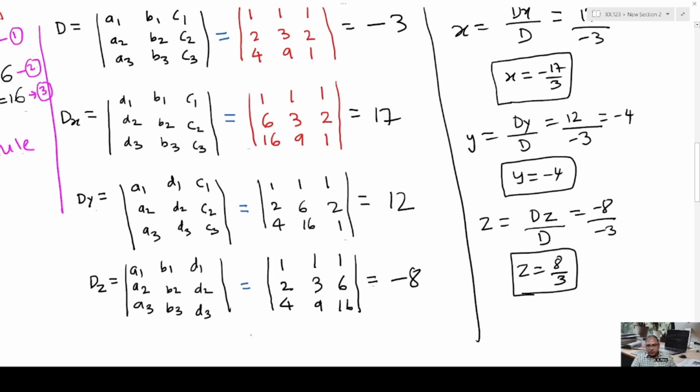Therefore what is the solution set? Solution set x, y, z equals minus 17 upon 3 comma minus 4 comma 8 upon 3. This is the solution set.